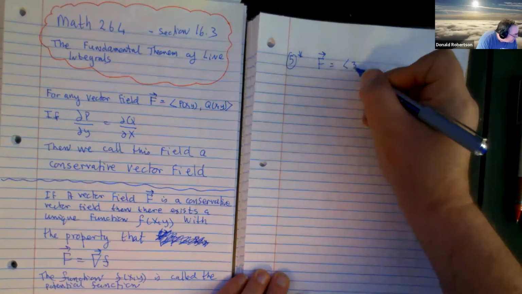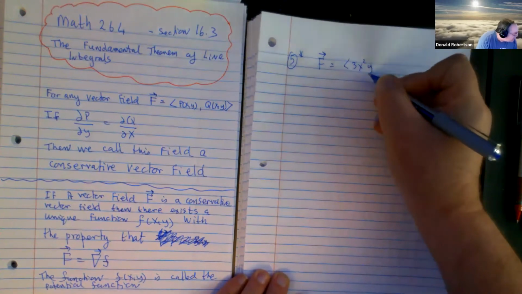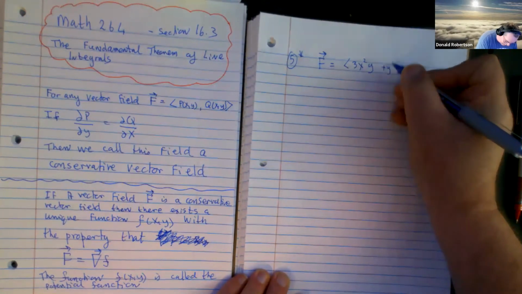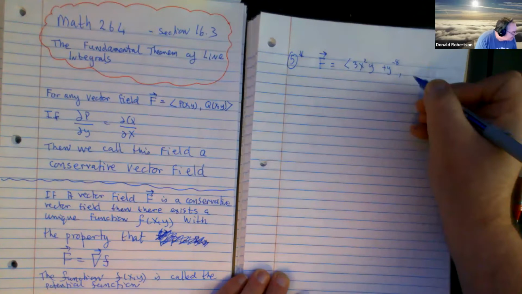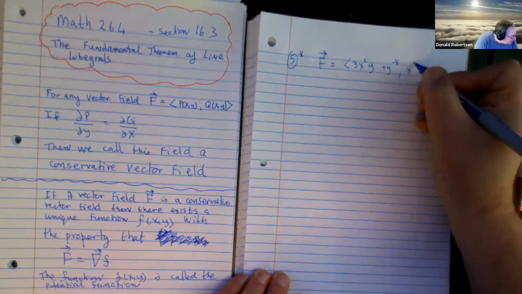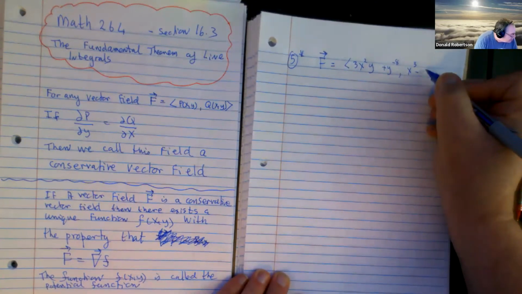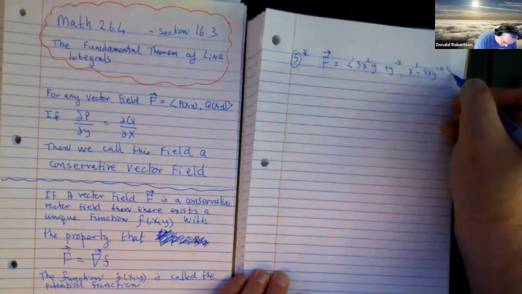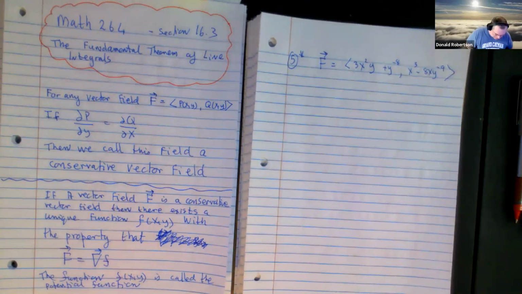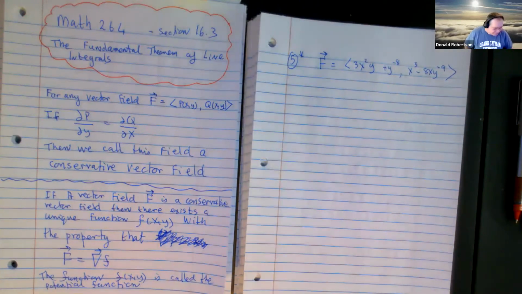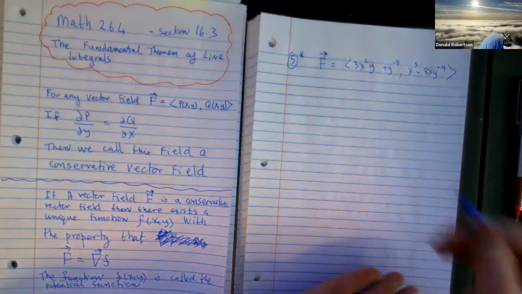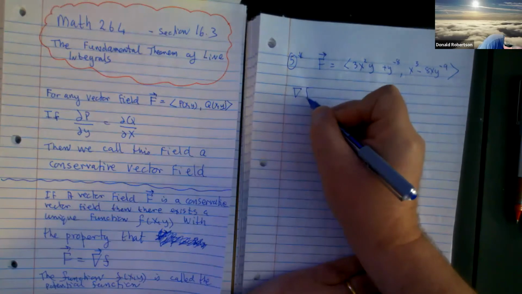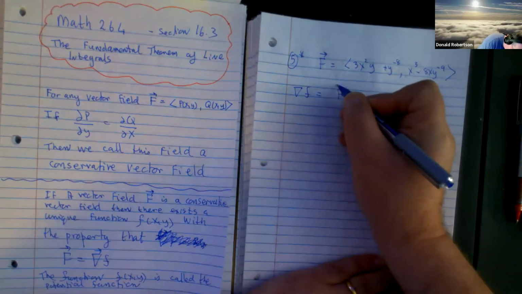We have 3x squared y plus y to the negative 8. And we have x cubed take away 8xy to the negative 9, just that guy. And we'll assume that it's conservative because it is. And we'll jump into the second part of the process then, finding the potential function.